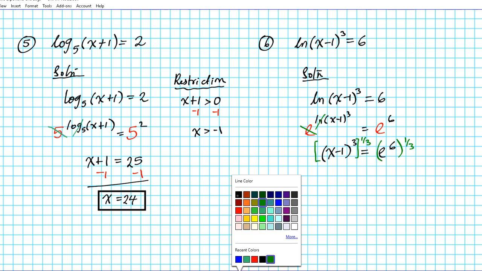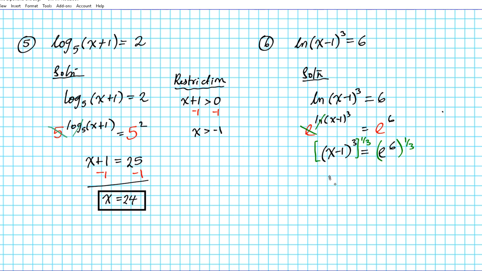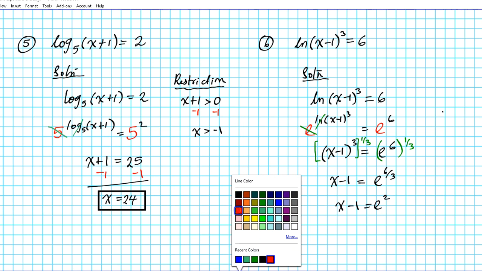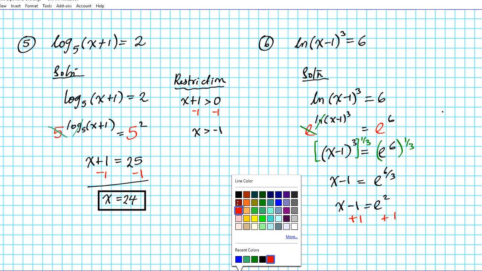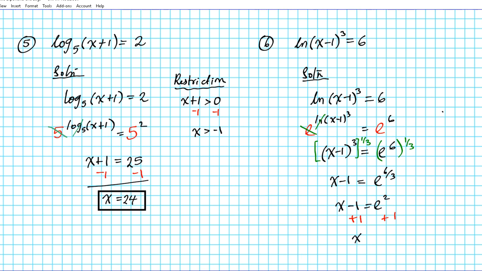Using the power of a power property of exponents, the left side simply reduces to x minus 1, since 3 times 1/3 is 1. And on the right side, we're going to have e to the 6 over 3. Okay? So we have x minus 1 equals e to the 6 over 3, just divide 6 by 3, which is 2. And then you finish this off by adding 1 to both sides of your equation. So your final answer, x is going to be e squared plus 1.